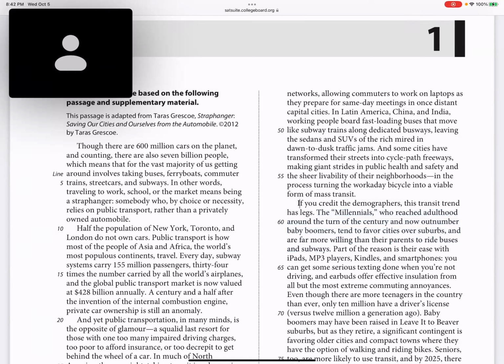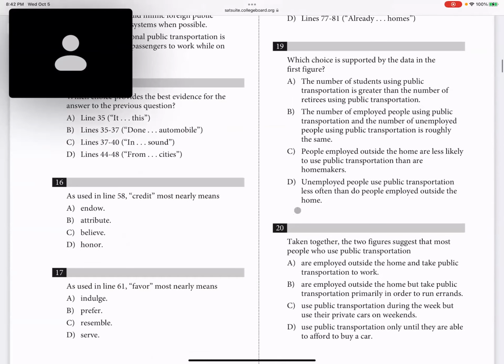So if you credit the demographers, so the demographers are saying this if we credit them as saying that. Are we endowing them as saying that, attributing them as saying that, believing them when they say that, or honoring them when we say that? Are there any we can eliminate right away? Yeah, we can definitely get rid of A. There's probably one more I would say we can definitely get rid of. Yeah, D. D is out of there. Let's get rid of A and D, and let's really whittle it down to B or C.